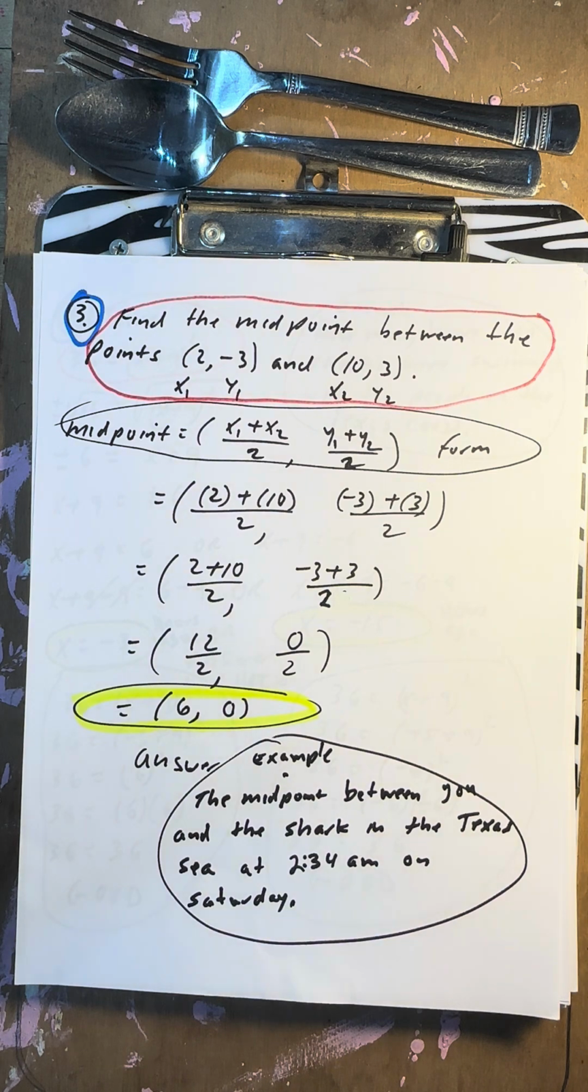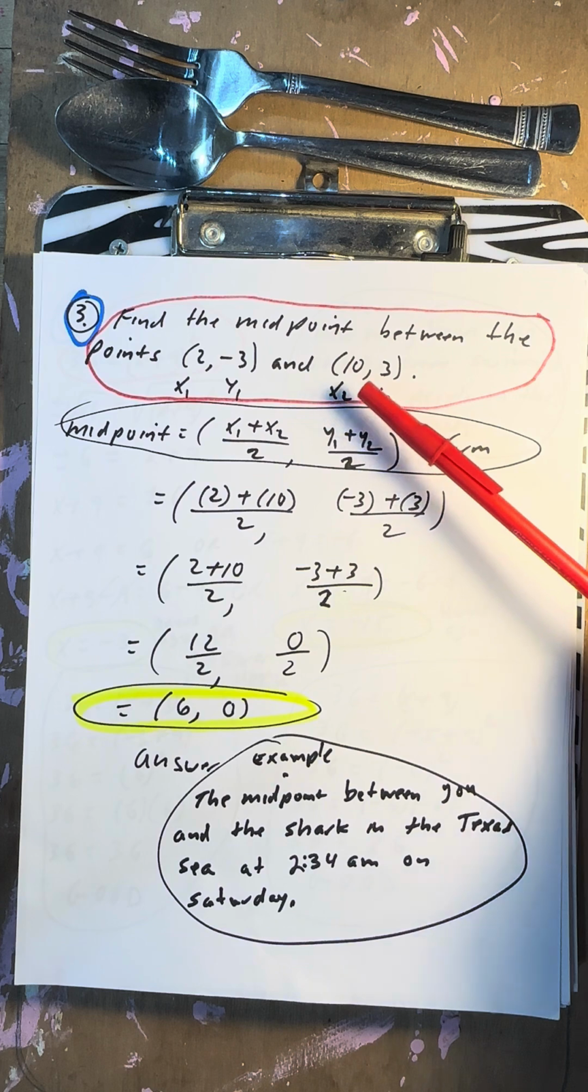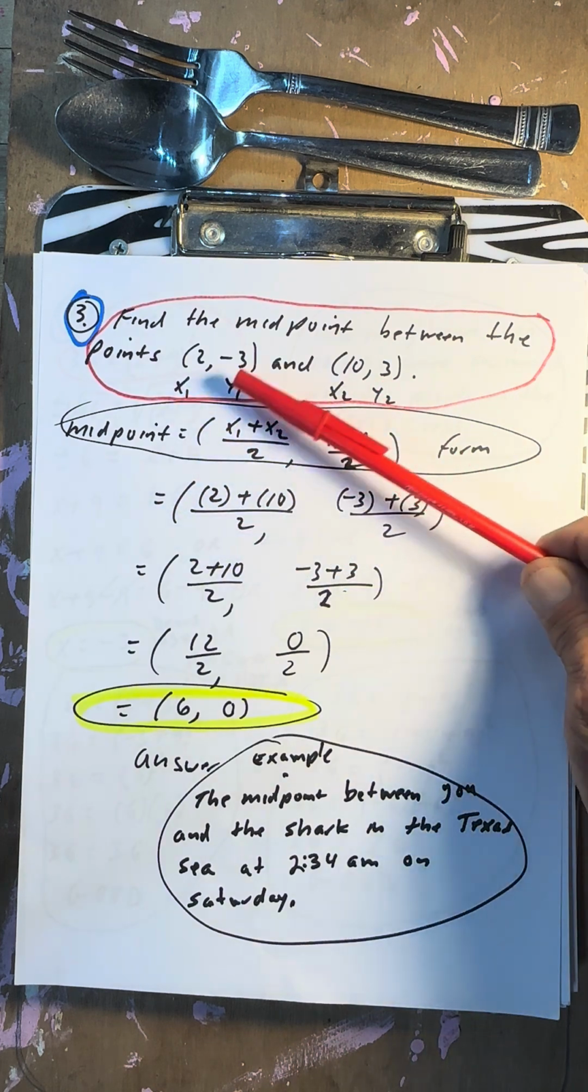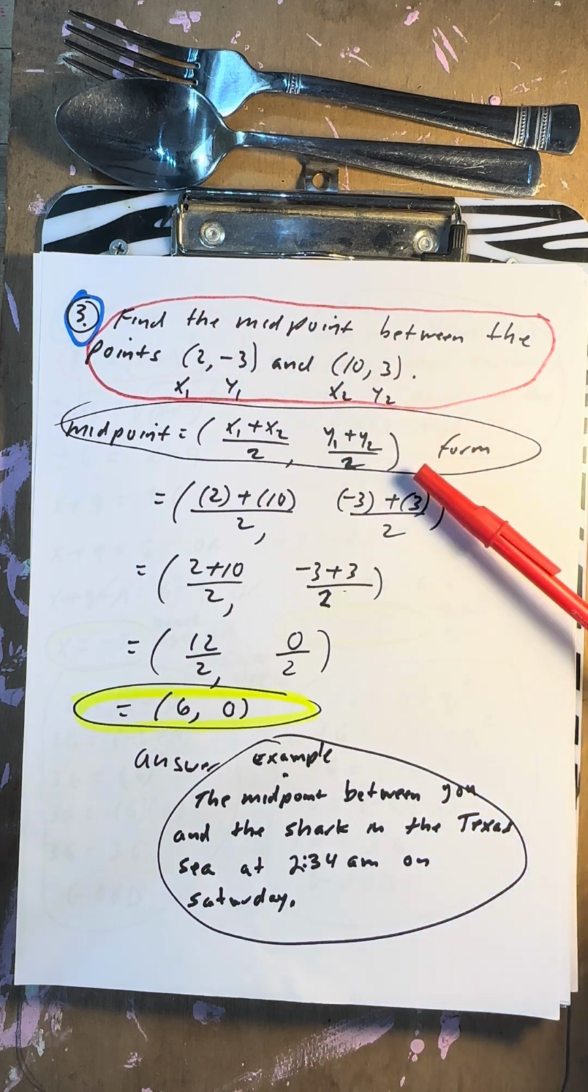Find the midpoint between the 2 points. That one and that one. So x1, y1, x2, y2 again. Formula for midpoint. Put the numbers in. 2 and 10, and -3 and 3 goes on this side.